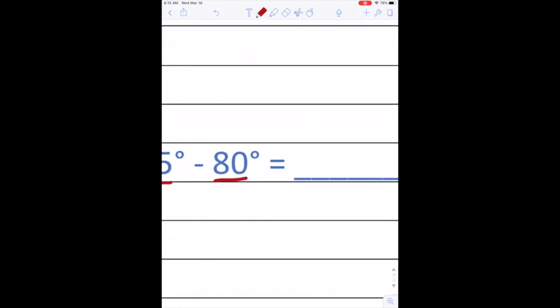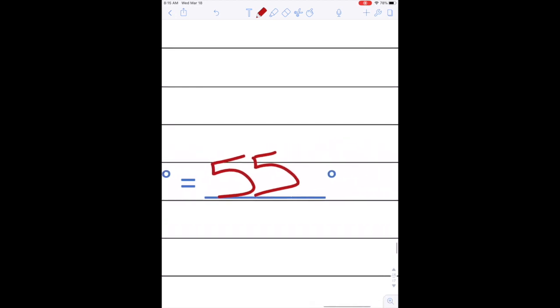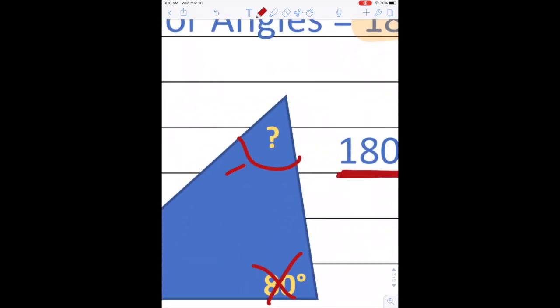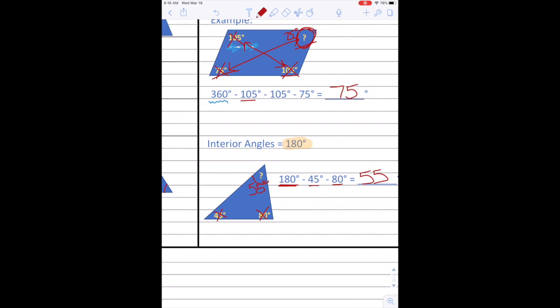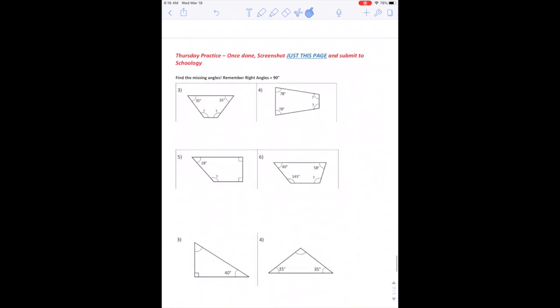So this angle I'm missing, we found out, was 55, and I have the degrees symbol there for you. So up here, 55 degrees. That's my angle that's missing. There's a little more practice for you to do today on these. It's a pretty easy concept, but it takes some practice.